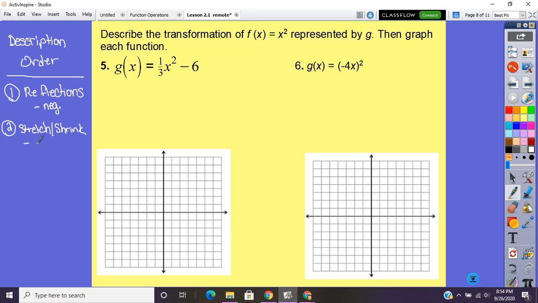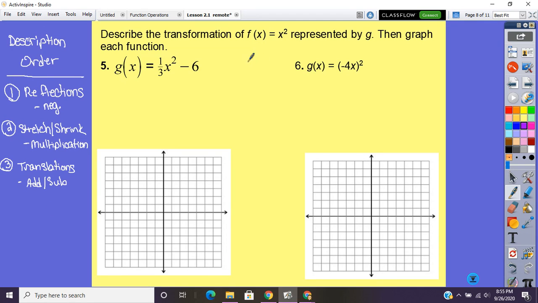So is there any multiplication? Well, let's see if I have room to write this. Oops, didn't write the C. And then the last thing I'd look for is translations. That means ups and downs, lefts and rights. Translations, and you note this by addition or subtraction. So this is the description order. When we're describing a transformation, this is what we look for.